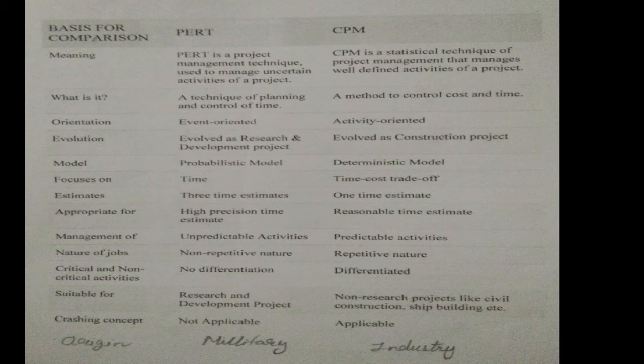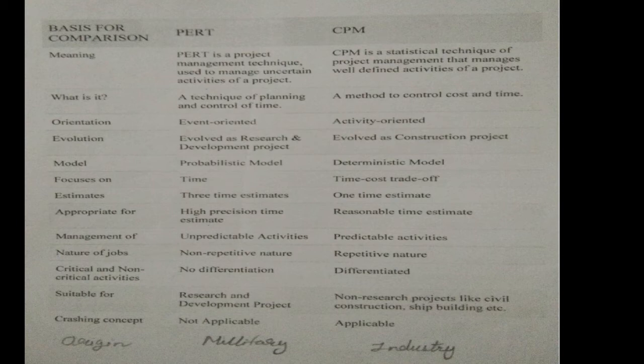The next difference is regarding the model. PERT is a probabilistic model where there is probability of both success and failure. CPM is a deterministic model. The next criteria is focus. The PERT method focuses on time only. On the other hand, CPM focuses on time as well as cost.